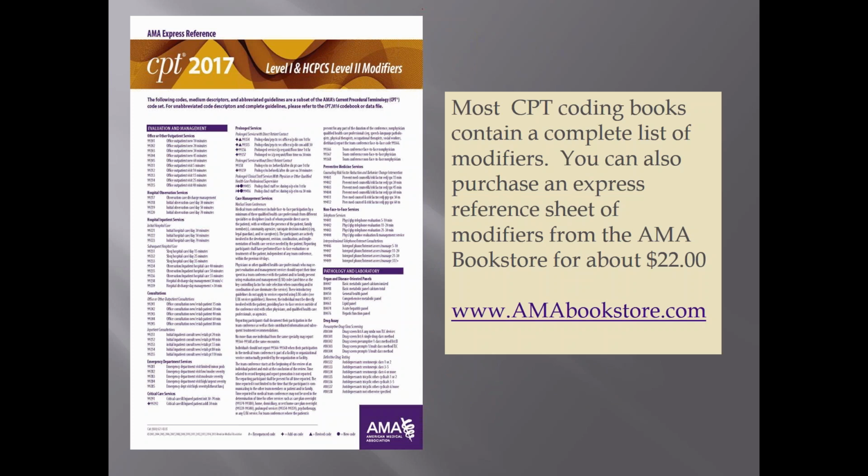Most CPT coding books will have a complete list of the CPT modifiers. The HCPCS coding books will have the HCPCS modifiers. The CPT modifiers are all numeric, and the HCPCS modifiers are alpha or alphanumeric. And you can purchase cheat sheets. This one you can get from the AMA bookstore for about $22, and it has level 1 and level 2 modifiers that show you what the different modifiers are and what they're available for, and so on and so forth.